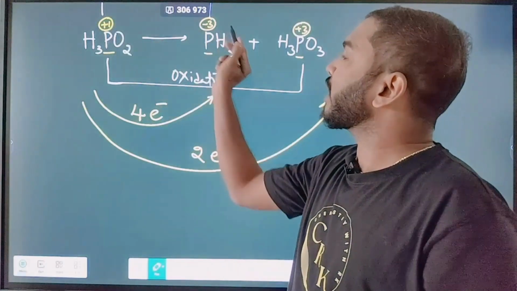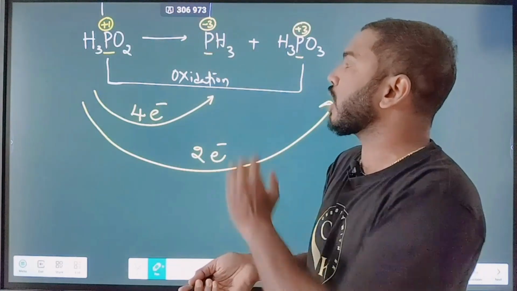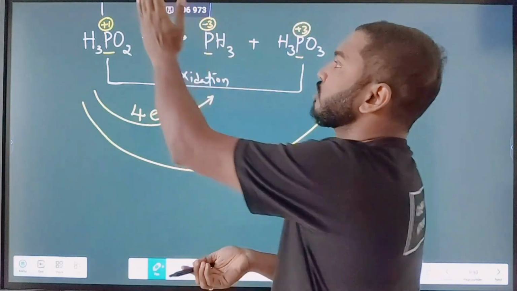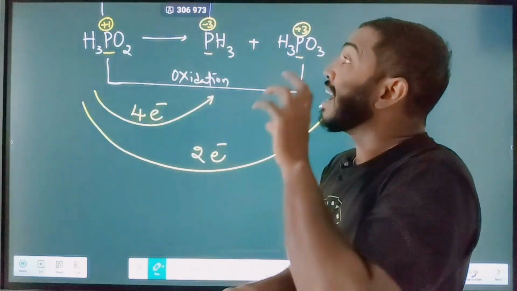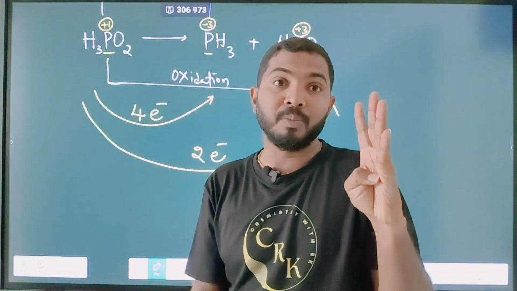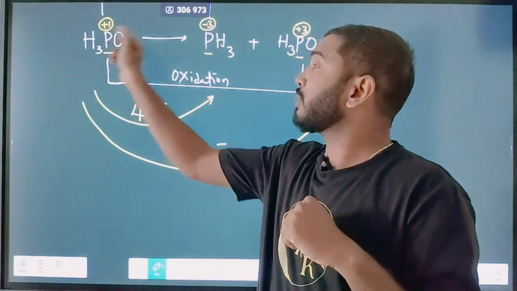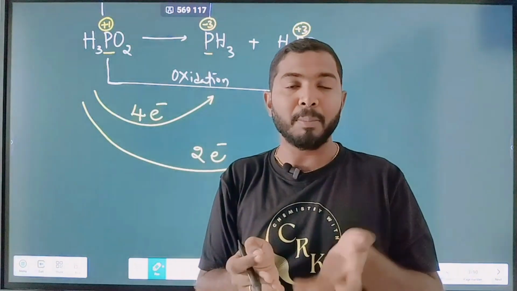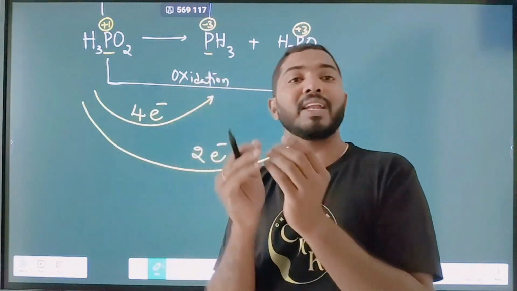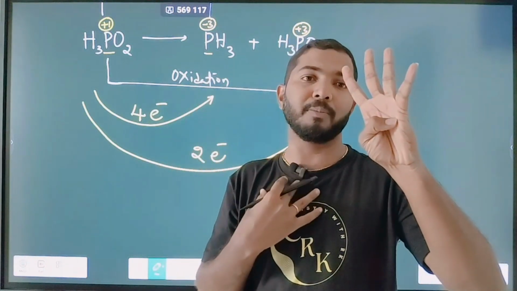So if you see from plus 1 to minus 3, how many electrons are involved? How many electrons change is involved? So from plus 1 to minus 3, it has to gain 4 electrons. Only then this plus 1 becomes minus 3. Hope it is clear. Plus 1 को minus 3 पे लाने के लिए 4 electrons need to be gained.